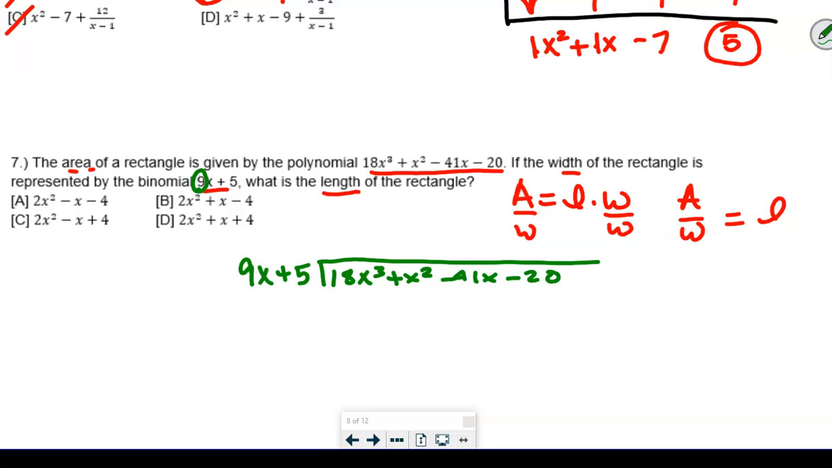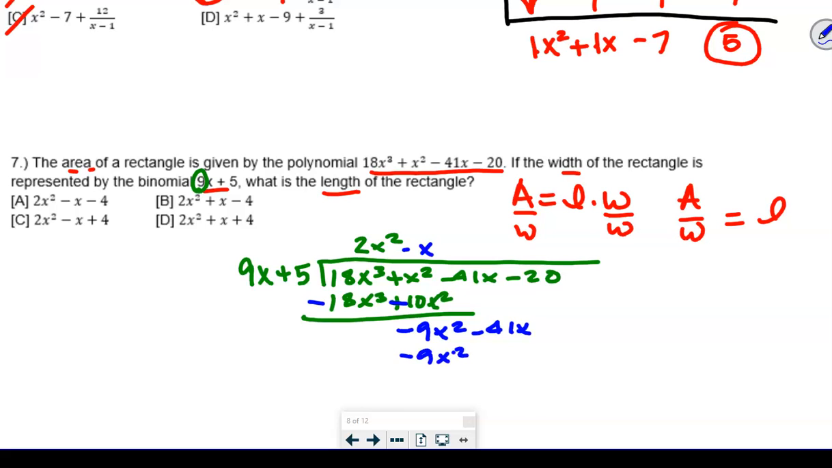So what do we have to multiply by 9x to get 18x to the third? That would be 2x squared, right? So that's going to give me 18x to the third plus 10x squared. Remember, again, we're subtracting all this. So that's going to give me minus 9x squared minus 41x. What do we have to multiply by 9x to get negative 9x? That would be negative x, right? So that would give me negative 9x squared minus 5x.